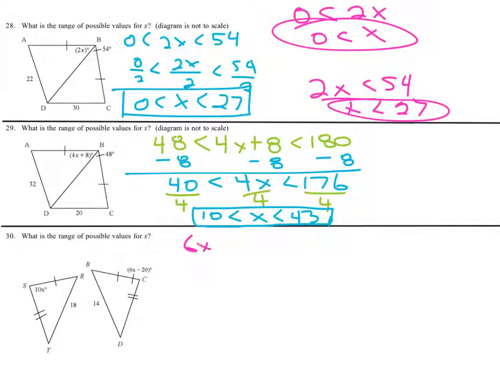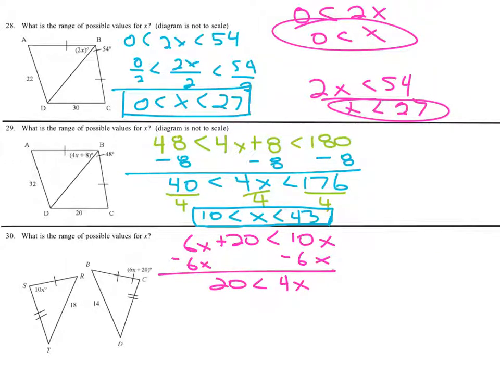You've got 6x plus 20 is less than 10x. And if we subtract 6x from both sides, we get 20 is less than 4x. Dividing both sides by 4, we get this. That's one piece that we need. Okay? Let's continue on.